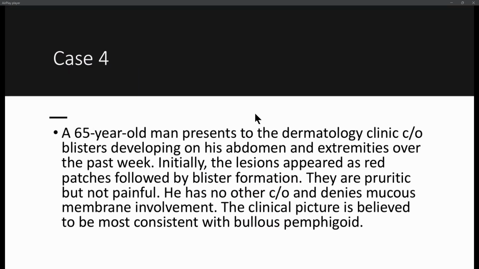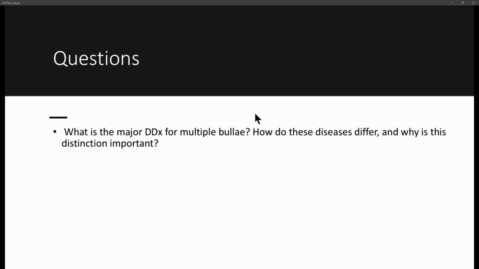A 65-year-old male presents to the clinic complaining of blisters developing on his abdomen and extremities over the past week. Initially, they were red, followed by blister formation. They are pruritic, but not painful. No other complaints. He denies any mucous membrane involvement. The clinical picture is believed to be most consistent with bullous pemphigoid.